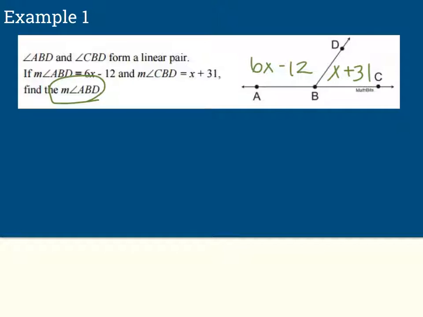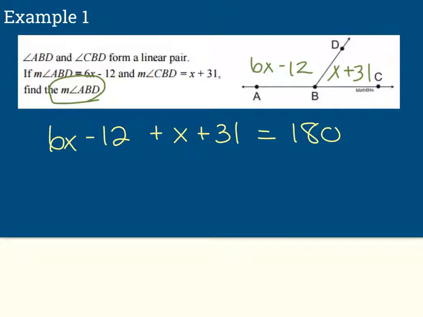So what do we know about these angles? Well, I see that they're a linear pair. That means that those two angles are supplementary. So I can set up my equation: 6x minus 12 plus x plus 31. That's going to equal 180 because it's a linear pair, and linear pairs are supplementary. And then we use our algebra skills. So we have 7x, because 6x plus x equals 7x. And then negative 12 and 31 would make 19.